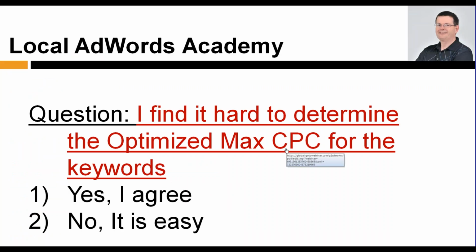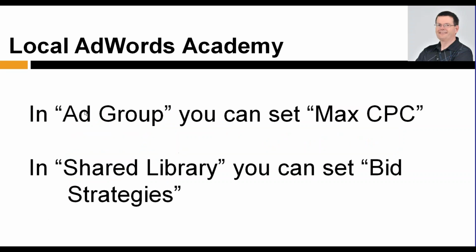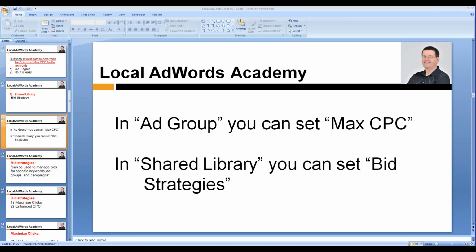Okay, back to the training. Are you guys seeing the presentation again? We're going to work in the shared library. And in the shared library, there's something called the bid strategy. I just showed you that in the ad group, you can set a maximum cost per click. You saw that for each keyword. In the shared library, you can set bid strategies. Wow, bid strategies. Okay, so let me log in to an AdWords account.